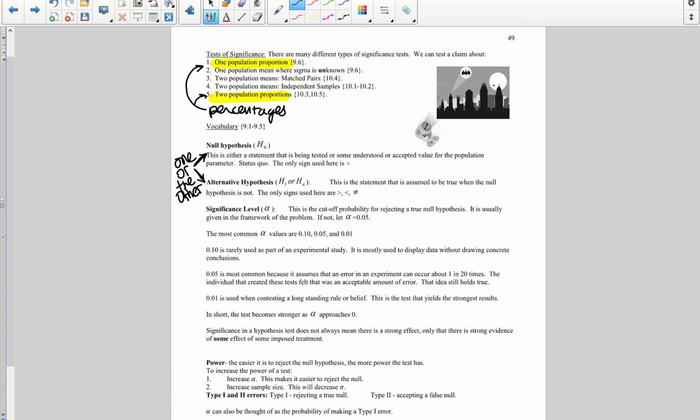So the null hypothesis, it's stated right here. This is either a statement that's being tested or some understood or accepted value for the population parameter, status quo. The only sign used here is the equal sign. That last little statement might not mean too much just yet. Same thing for alternative, but everything else is related to stuff that we've talked about in the class. But just a reminder, a parameter is a measure for the population.